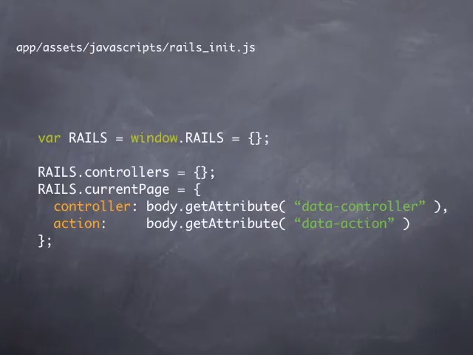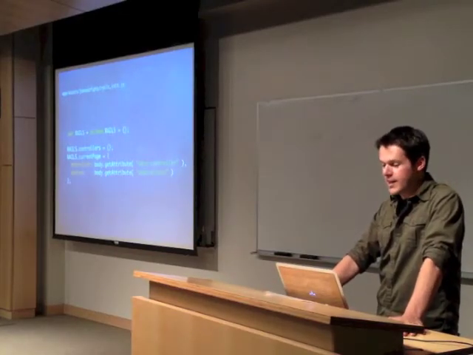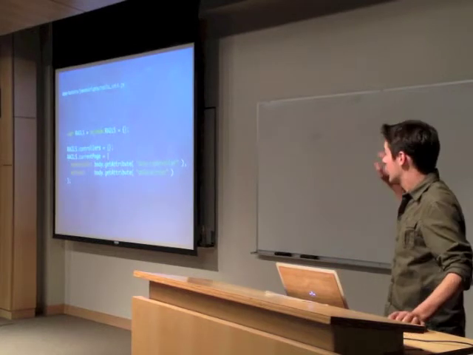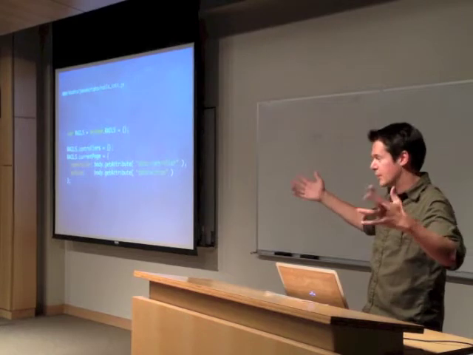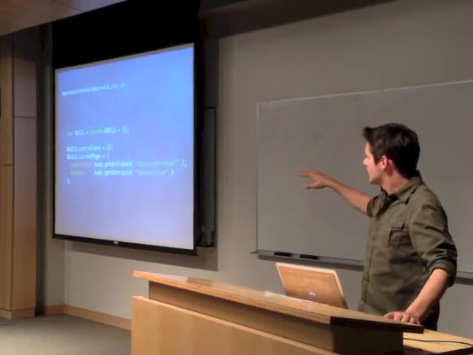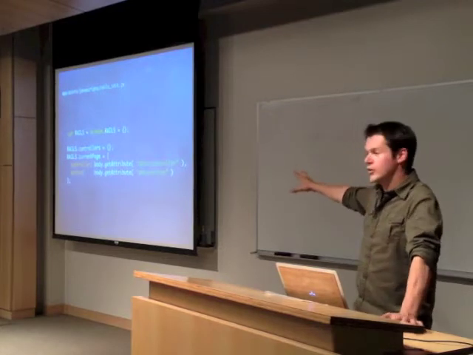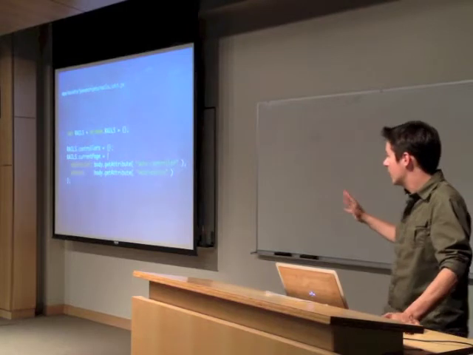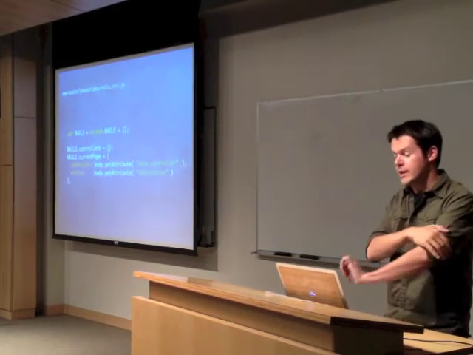We then set up a couple files. This one, Rails init, just sets up a construct globally. Specifically, Rails.controllers is just an empty placeholder, and Rails.currentPage is a way to pull in right off the bat which controller and which action we are on. We haven't done anything with it yet, but we have it now, we know about it. So this will happen on every page.